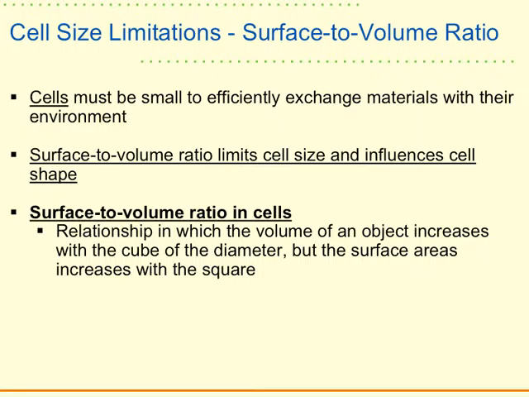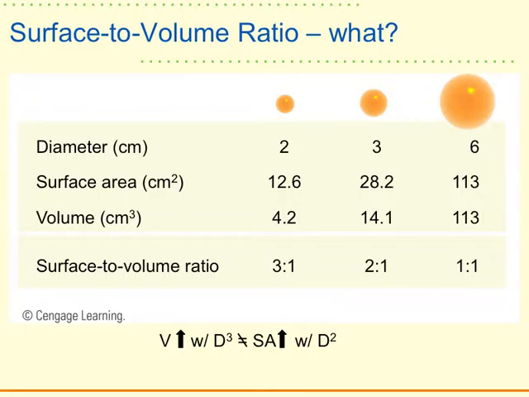Okay? The definition of surface to volume ratio in cells is this relationship in which the volume of an object increases with the cube of the diameter, but the surface area only increases with the square. Let's take a look at it. Don't get like, whoa, cube, square, what? I thought this was biology, not math. We're not big into the numbers around here, okay? We're just trying to understand the relationship that, yes, it's valid that the cell has to be confined. It can't be massive, okay? It has to be confined.